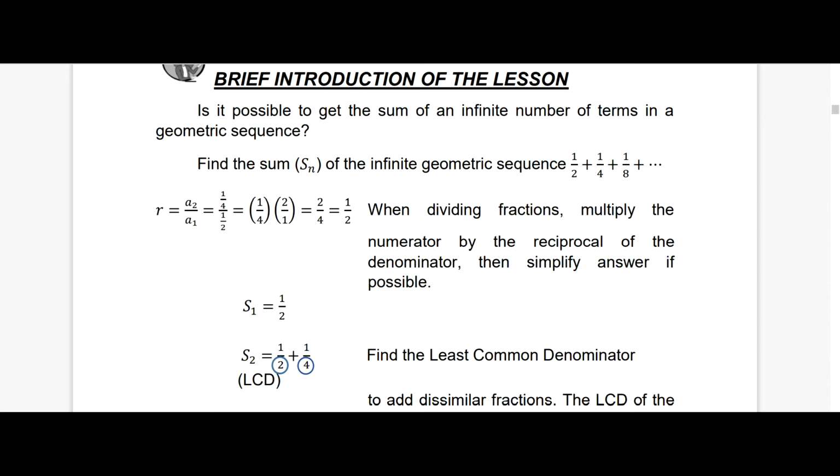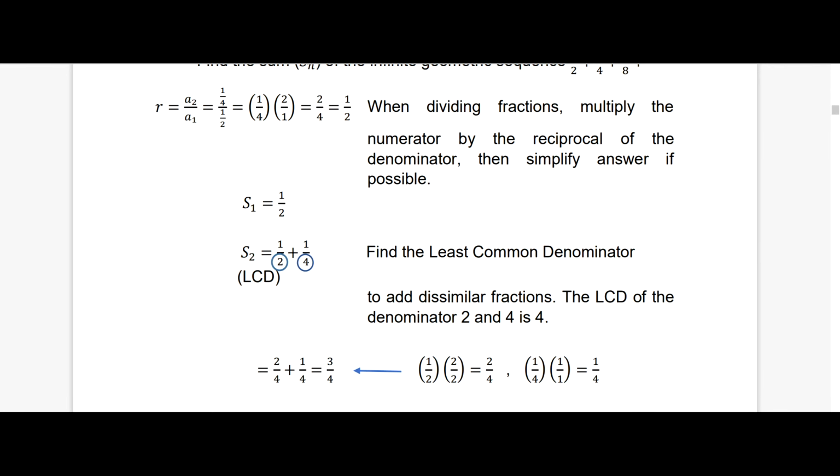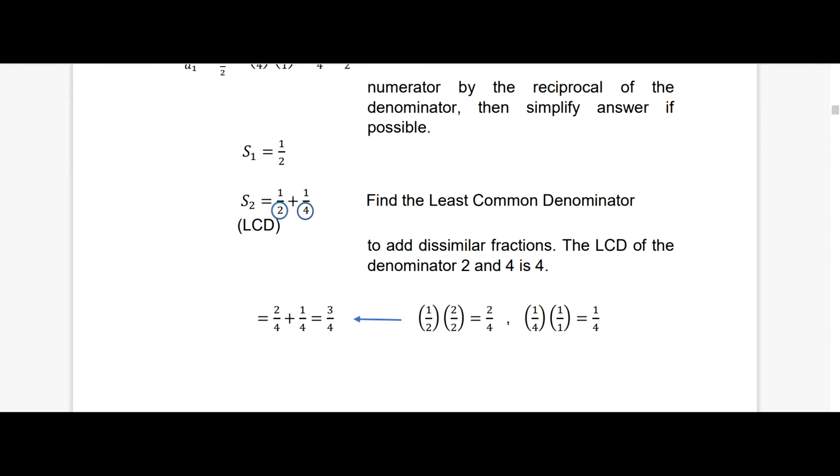Now, so your S1 is 1/2 and then, your S2 is... ayan. Ibig sabihin, yung sum ng unang dalawa mo is 1/2 plus 1/4. So, let's get the least common denominator. Your least common denominator is 4. Ibig sabihin, pinakamababang pwedeng i-divide sa kanilang dalawa. That is 4. So, 1/2 plus 1/4. Get the LCD, that's 4.